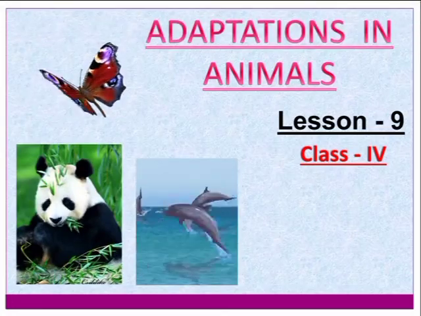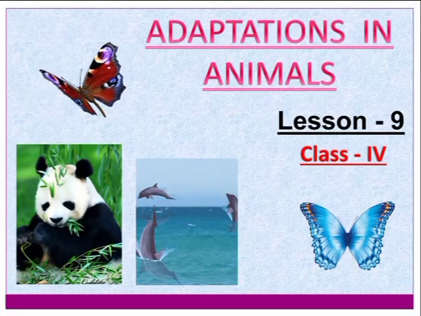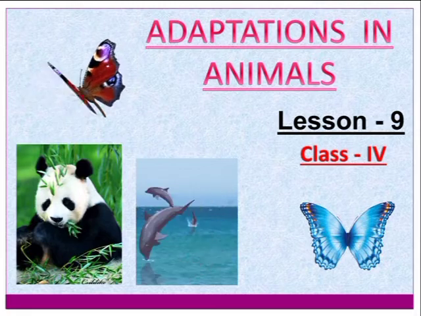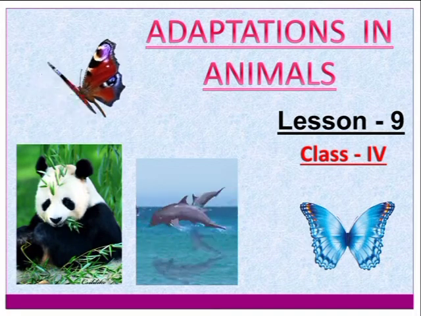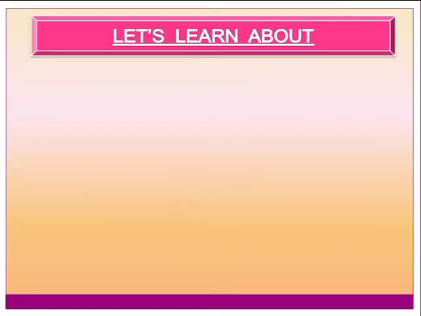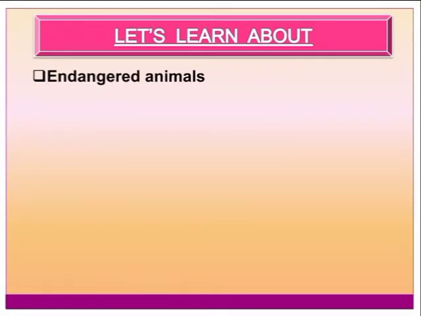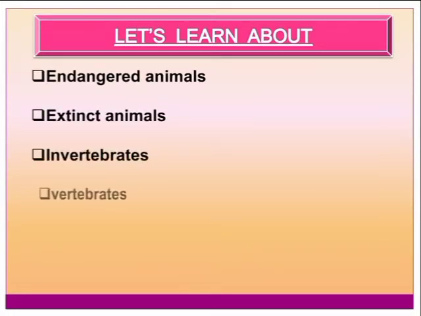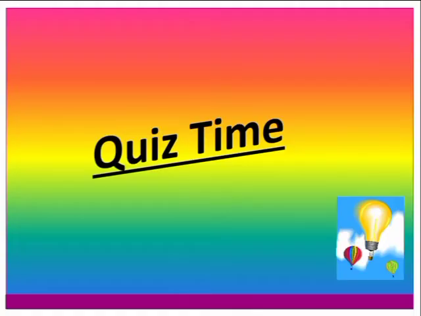Today, in our teaching learning process, we are going to start lesson number 9, Adaptations in Animals. So, here we will be discussing what are extinct and endangered animals and about the vertebrates and invertebrates animals. So, let's get started. Oh wow, quiz time!